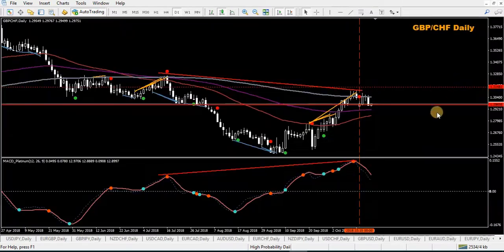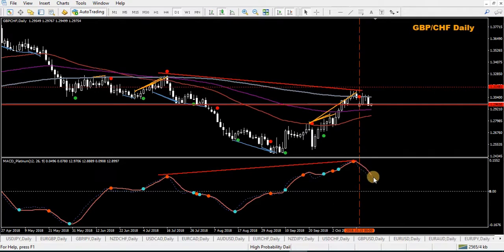Pound Swiss. Again, another pound trade. Took a new sell this morning. Got good divergence there from this down here. The MAs are down, but they're flattening out again. Higher risk trade in my book, so it's only a 0.5% risk on this.